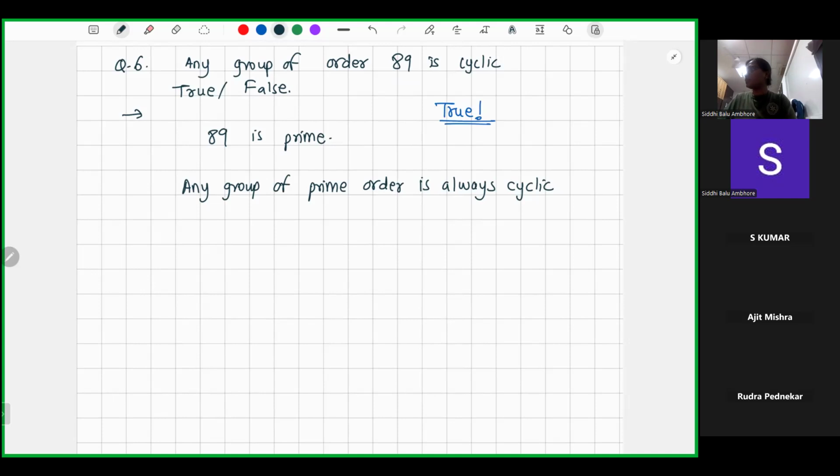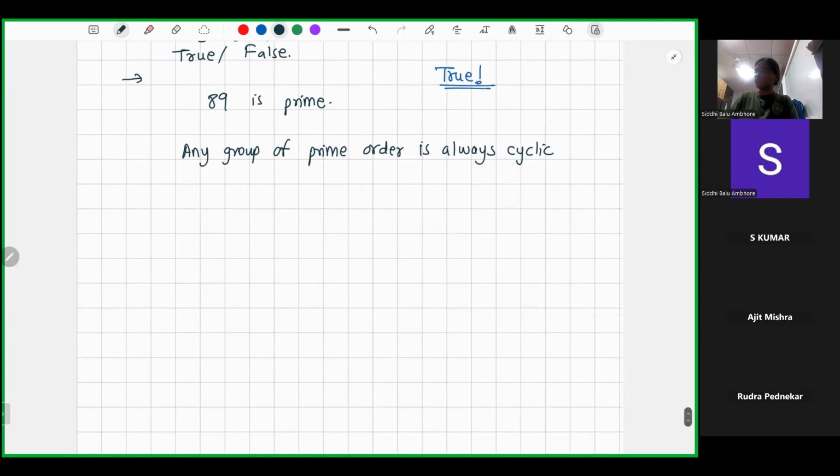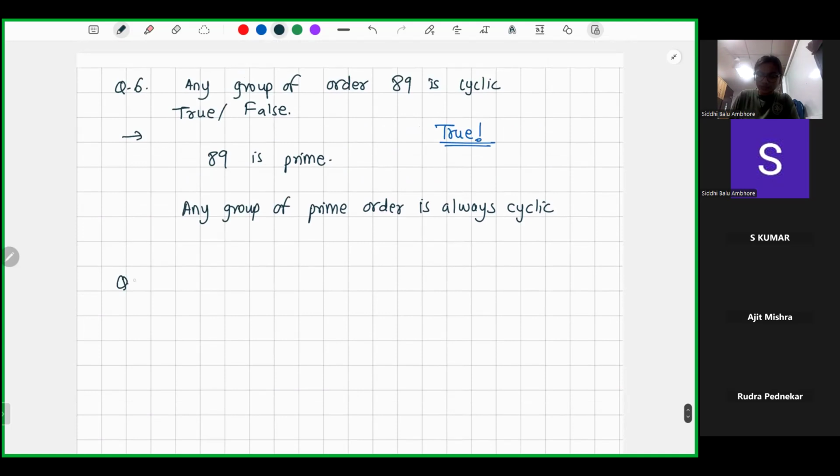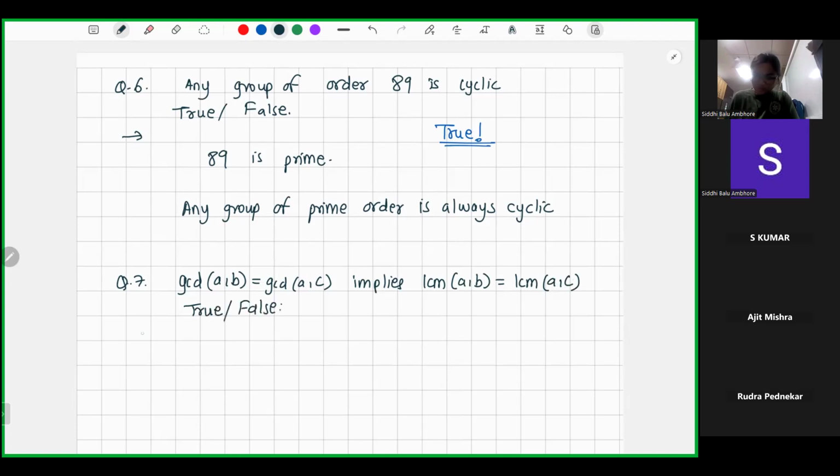Okay. And one more. Now these are a few easy questions, but you can try that. GCD of A comma B is GCD of A comma C implies that LCM of A comma B is equal to LCM of A comma C. This is again true or false. Any cases for this?